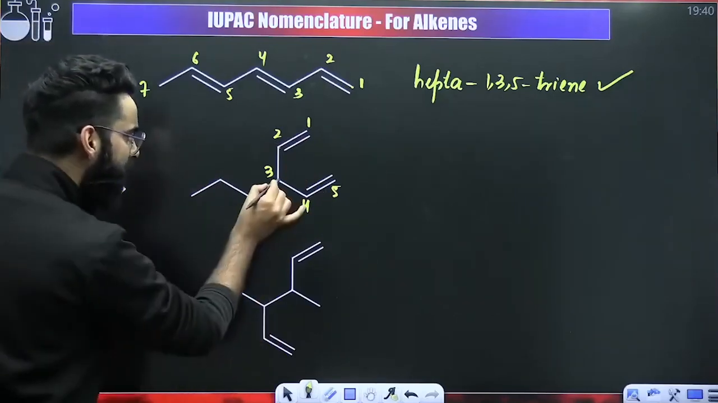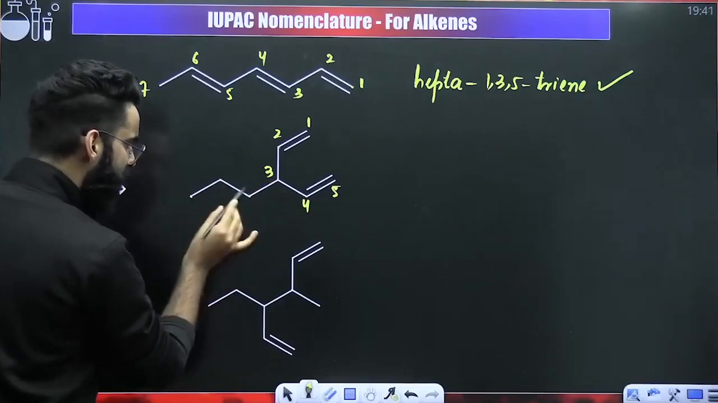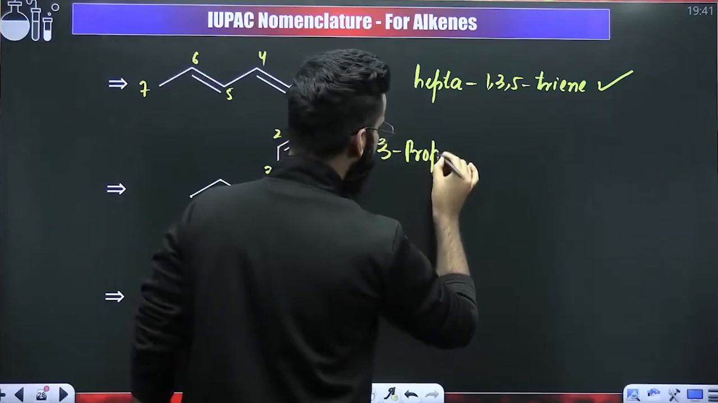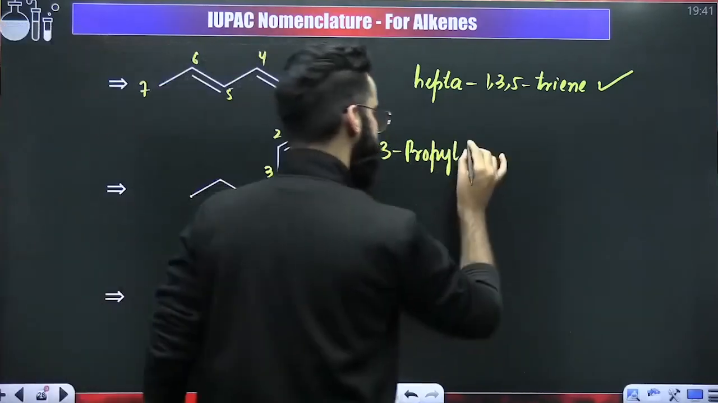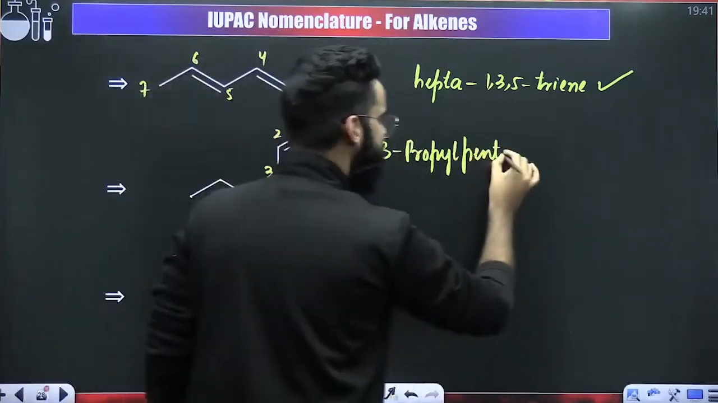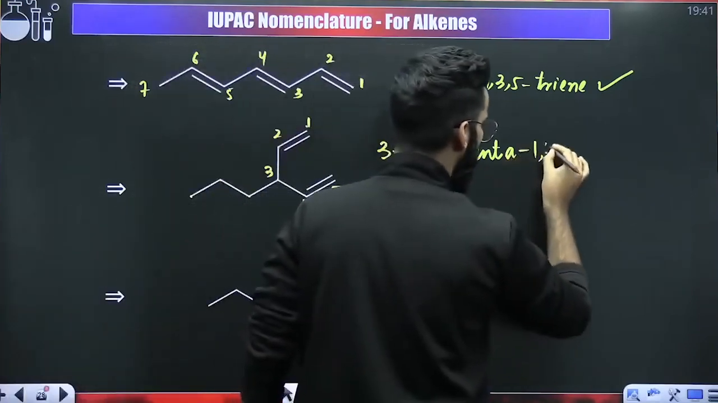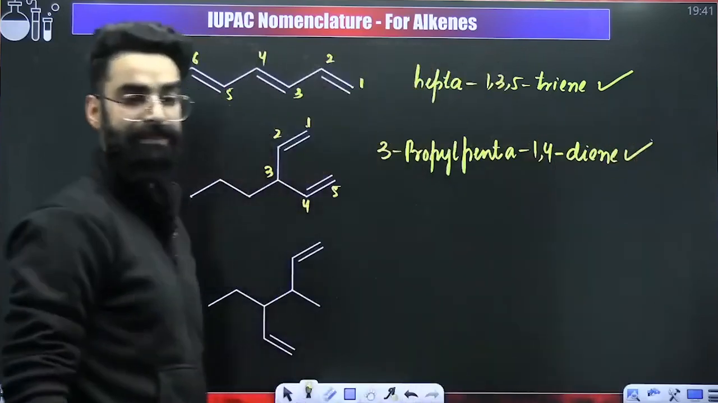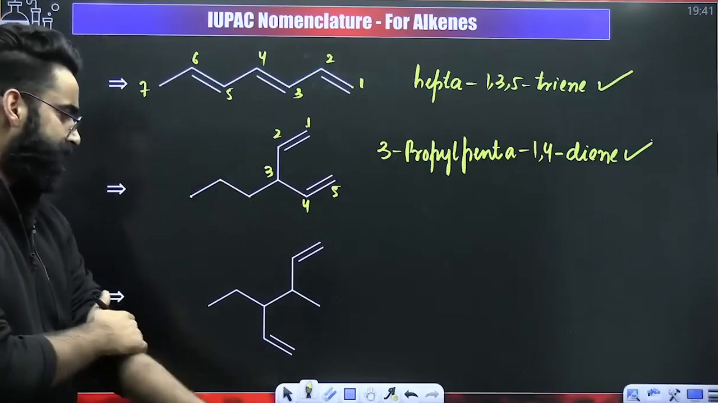At carbon number 3, you have got a substituent. This is CH2, CH2, CH3. So it's a propyl group basically. So at carbon number 3, you have got a propyl group. In the main chain, 5 carbon atoms, right? So it's going to be pent. Is it going to be pent or penta? It's going to be penta. At carbon number 1 and 4, it's going to be diene. So this is going to be the name of the compound. As simple as that. Look at the next one.